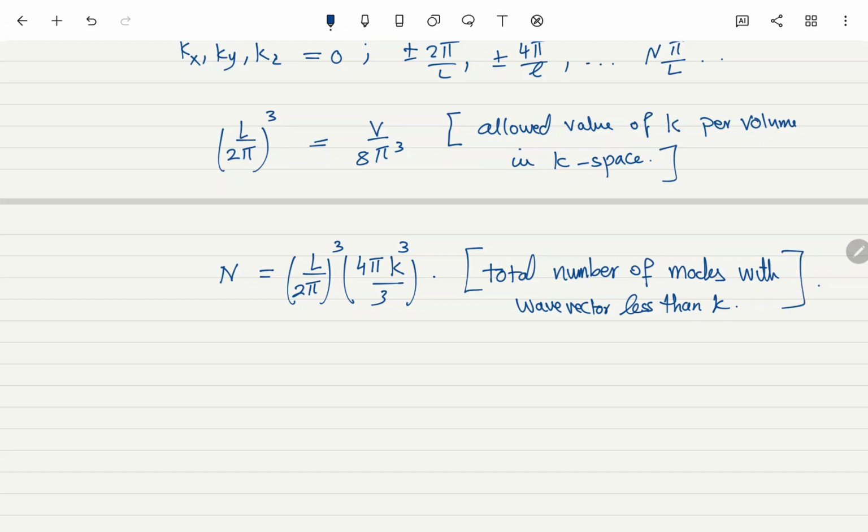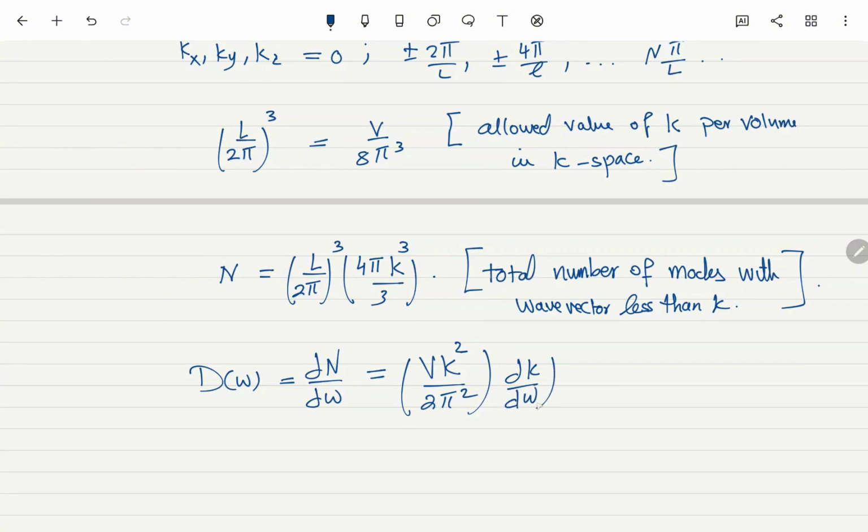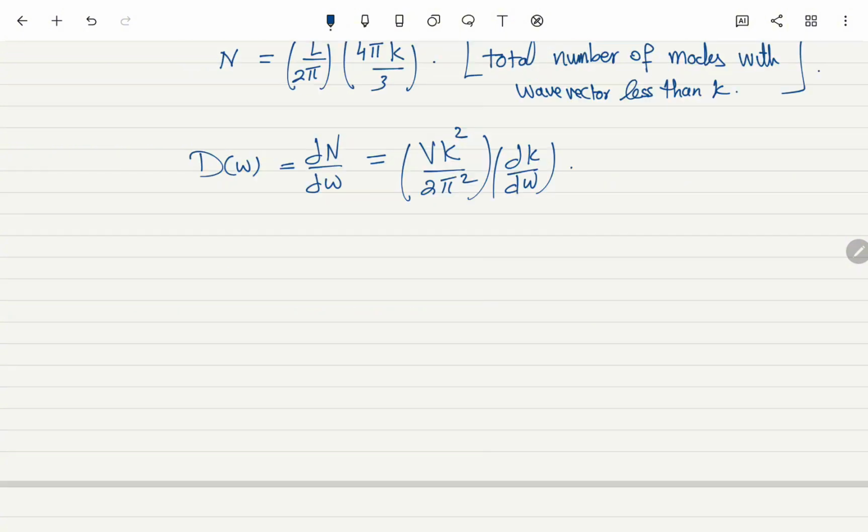And from this one here, the density of states for each polarization is defined as this one here. It's dn by d omega, or V k squared over 2 pi squared times dk by d omega. Now let's define the Debye model for density of states.